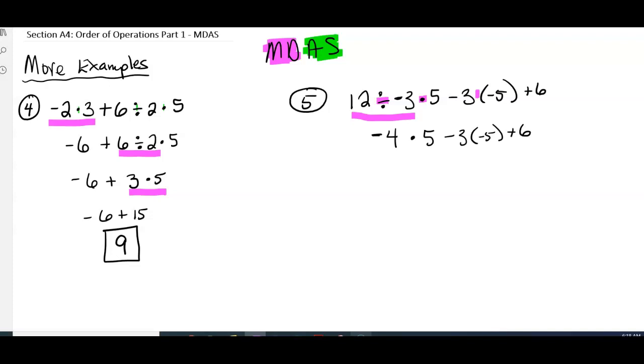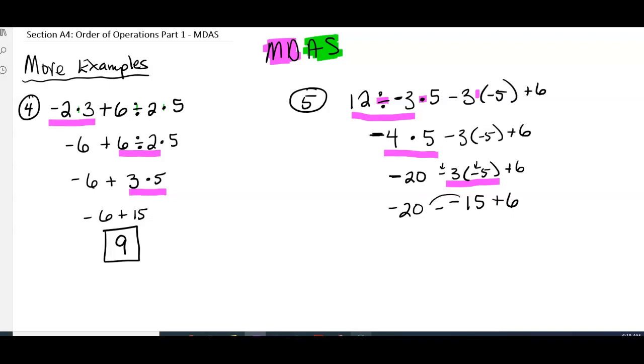Okay, so let's go back. I see another multiplying right here, so I'm going to do that one. 4 times 5 is 20. I see this one negative, so I bring it down, and I bring everything else down. I still see another multiplying right here. 3 times 5 is 15, but you notice I have 2 negatives, so I bring them both down. Bring everything else down.